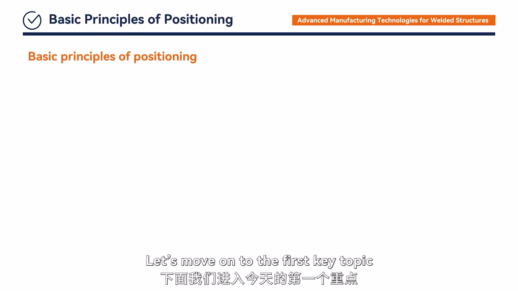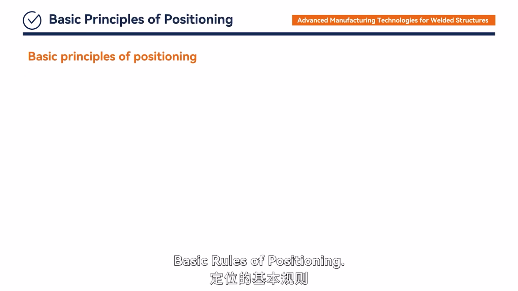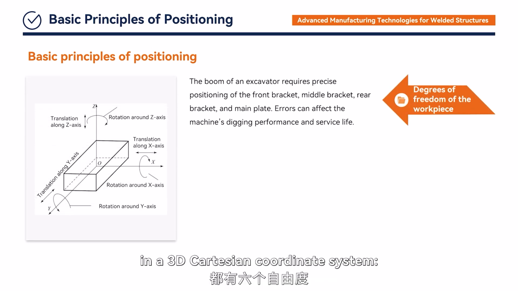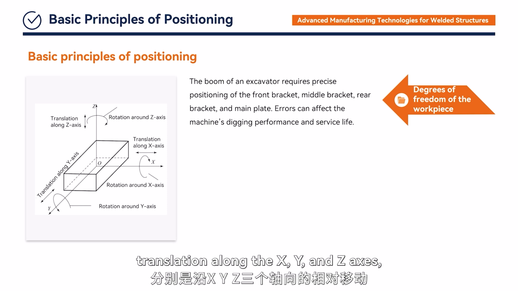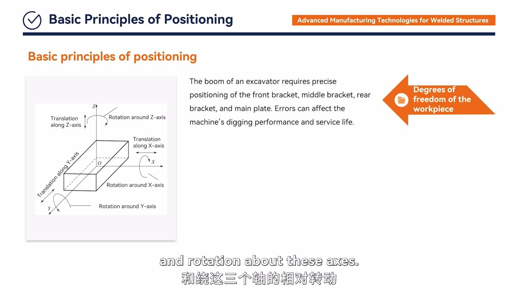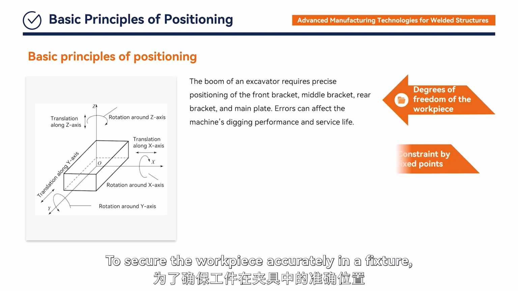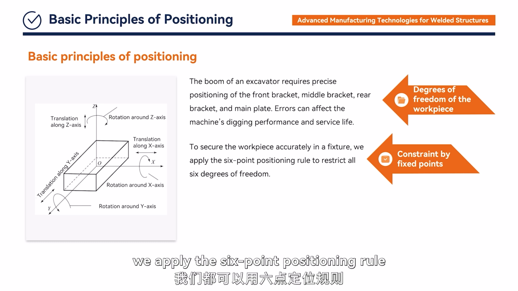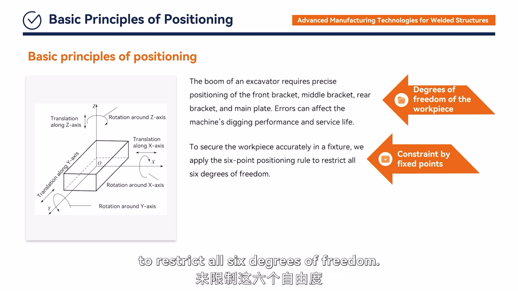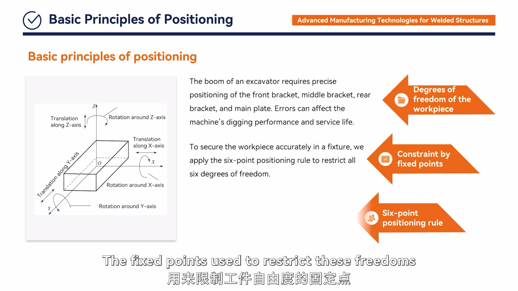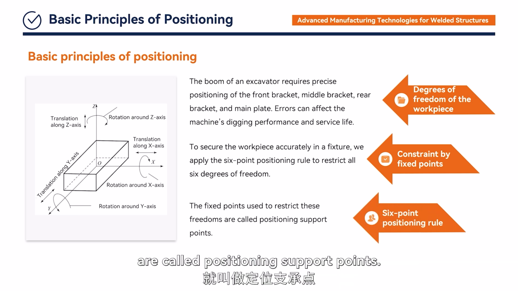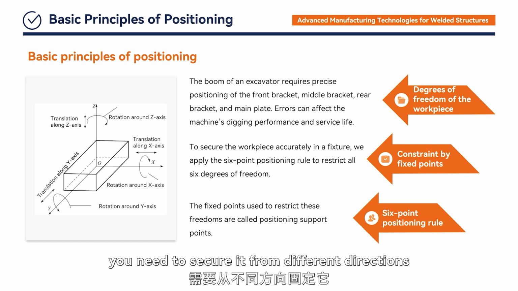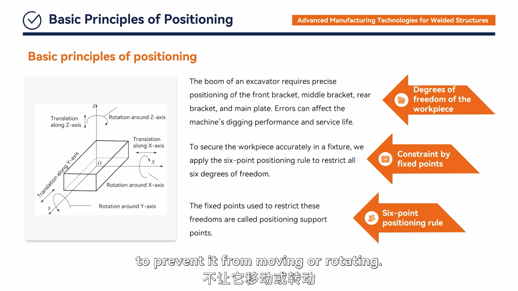Let's move on to the first key topic: basic rules of positioning. Any unpositioned workpiece has 6 degrees of freedom in a 3D Cartesian coordinate system. Translation along the X, Y, and Z axes, and rotation about these axes. To secure the workpiece accurately in a fixture, regardless of its shape or structure, we apply the 6-point positioning rule to restrict all 6 degrees of freedom. The fixed points used to restrict these freedoms are called positioning support points. This is like placing a box steadily on a table. You need to restrict movement and rotation from different directions.